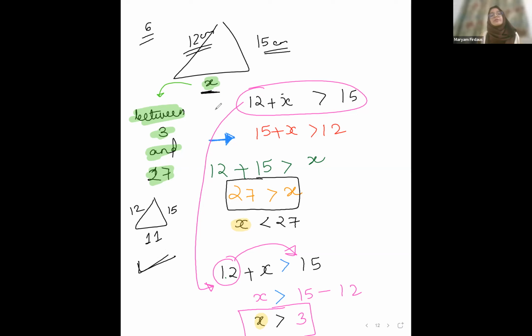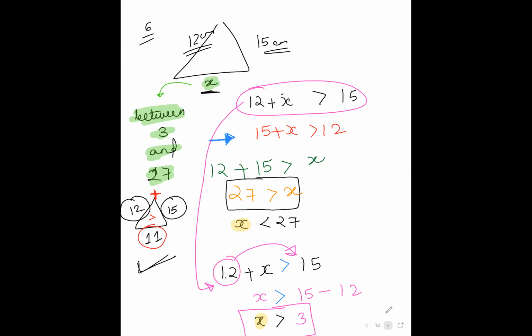The sum of any two sides of a triangle is always greater than the third side. The sum of two sides, this plus this, should be greater than this. Okay, understood. Very good.